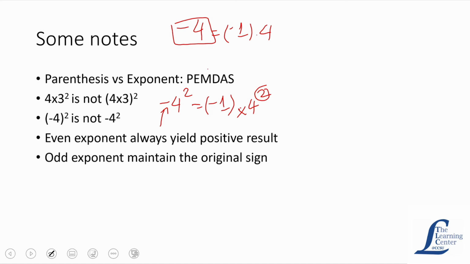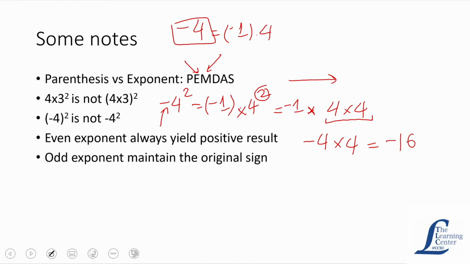Looking at PEMDAS, M, multiplication, goes after E, exponents. So we have to prioritize exponents, right? So 4 squared, meaning 4 times 4 itself, and then we write out -1. We are not touching -1, just solving the exponent, right? In this case, for the multiplication, there is no other operation, so we can carry out the calculation from left to right. -1 times 4 is -4, times 4 is -16. In the first case, if we have the parentheses, the answer is 16.